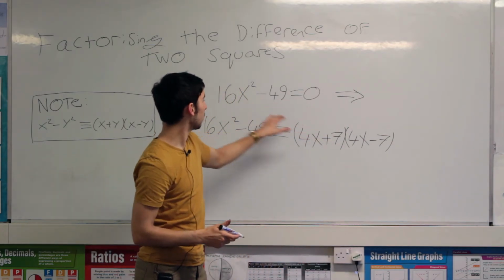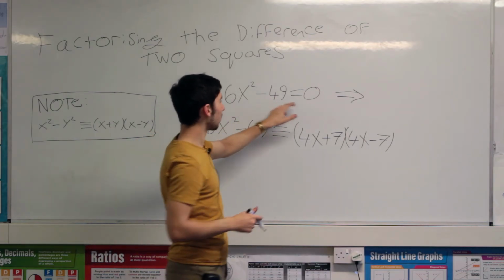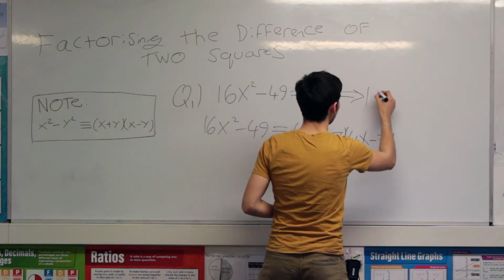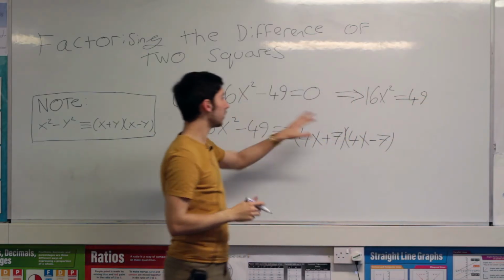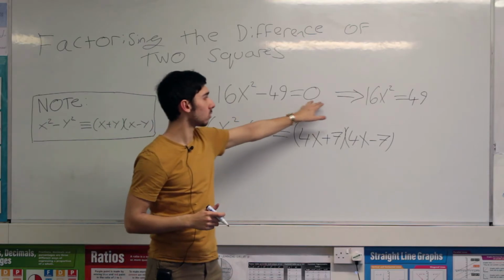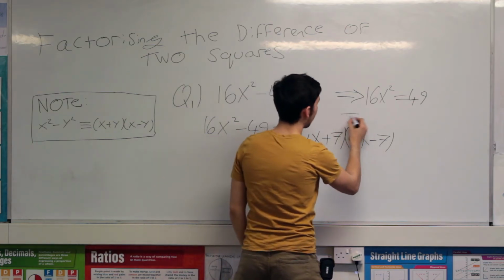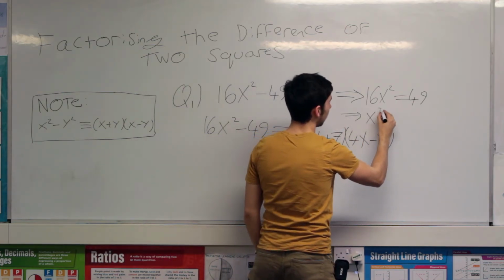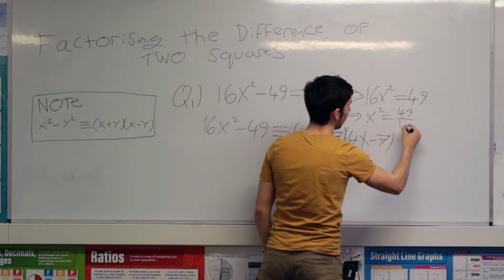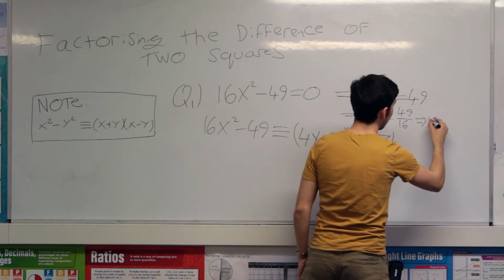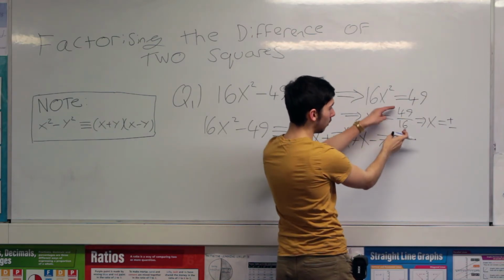So we're going to make a statement, 16x squared. If we add 49 to both sides, that will become 0, and we'll have plus 49. So we go 16x squared is then equal to 49, okay? All we've done is we've added 49 to the left and the right side, okay? So we get 16x squared equals 49. Therefore, x squared is equal to 49 over 16. Therefore, x is equal to plus or minus, let's take the square root of this whole fraction.